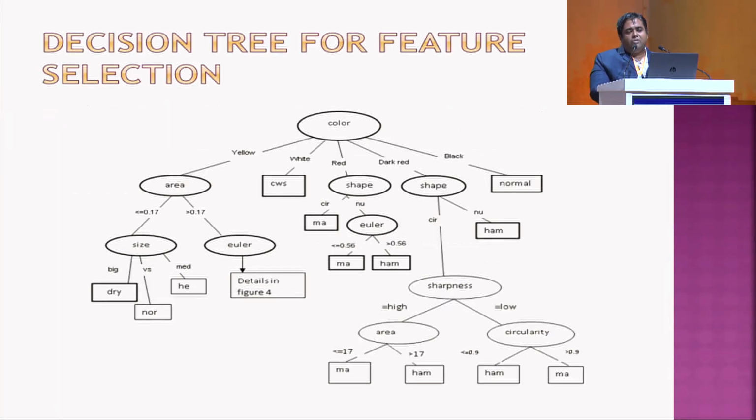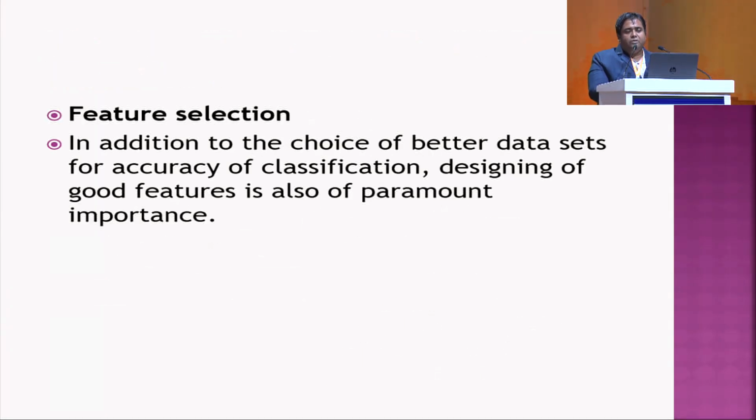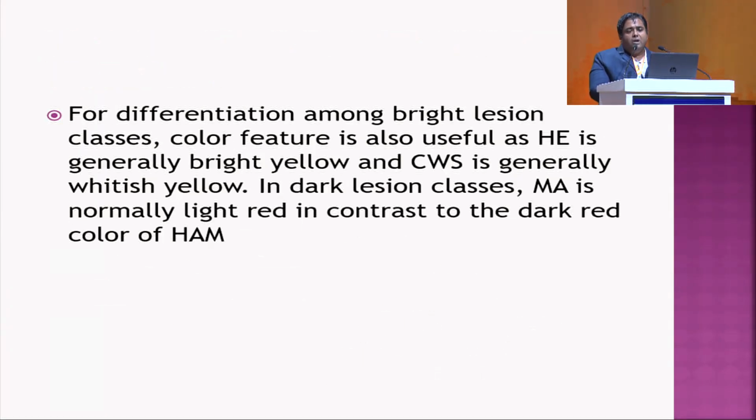According to that, this is the decision tree for the feature selection: yellow, white, red, dark red, and black. And according to the area, there is cottonwool spot, safe, and normal. And according to the Euler theorem, it will be found which type of lesion it is. So next is feature selection, and for the differentiation among the bright lesion classes, color feature is also useful, as hemorrhage is generally bright yellow and cottonwool is slightly white-yellow.